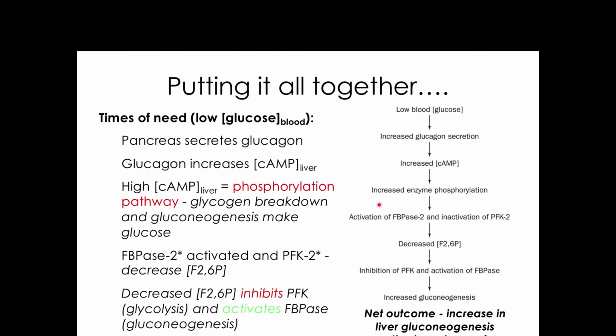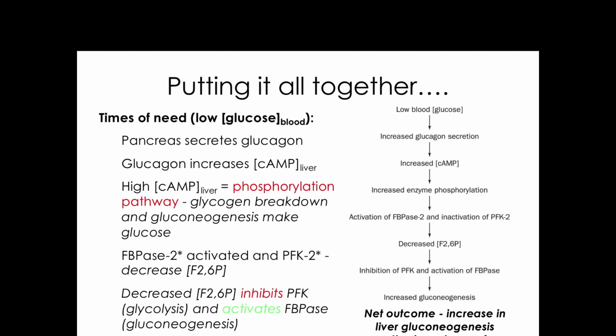Activating the phosphatase activity is going to be decreasing the amount of F26P that we have. So now if we're decreasing this fed state signal, that normally would have activated glycolysis, we're going to be inhibiting glycolysis, activating gluconeogenesis, and again, the net outcome is increasing the concentration of glucose as it's synthesized by the liver via gluconeogenesis. Wow, that last piece can be really, really complicated. So walk through it a few times, make sure that you see the logic check.